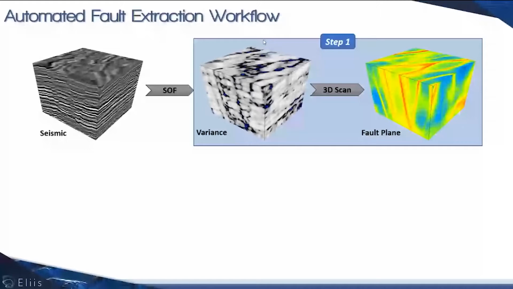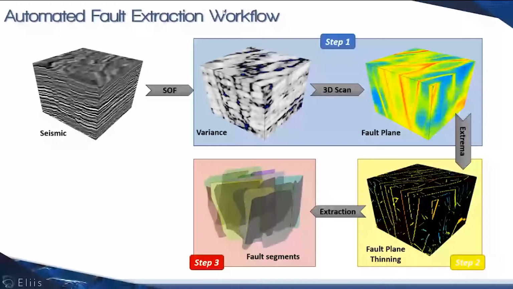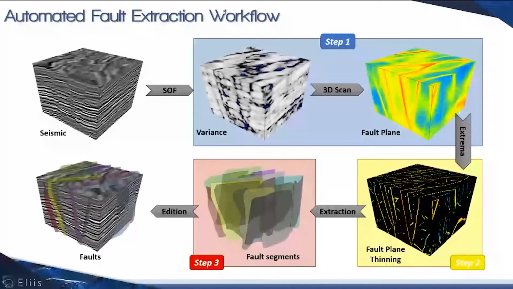Then in the second step, we output the extrema of this fault plane to generate what we name the fault plane thinning. This is the cube that you see here on the bottom right. And in the last stage, we extract the faults physically, the fault segments, and this is step three. Out of this, the user can later edit these faults manually to create some fault families, for example, or to merge some faults. So how does it work?